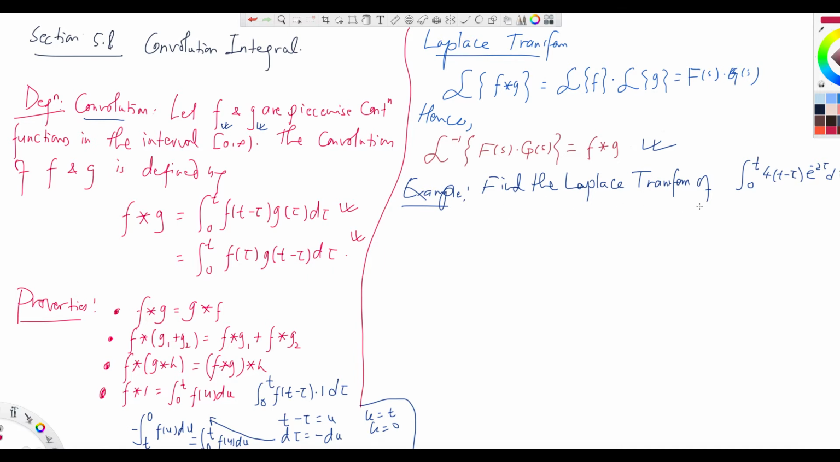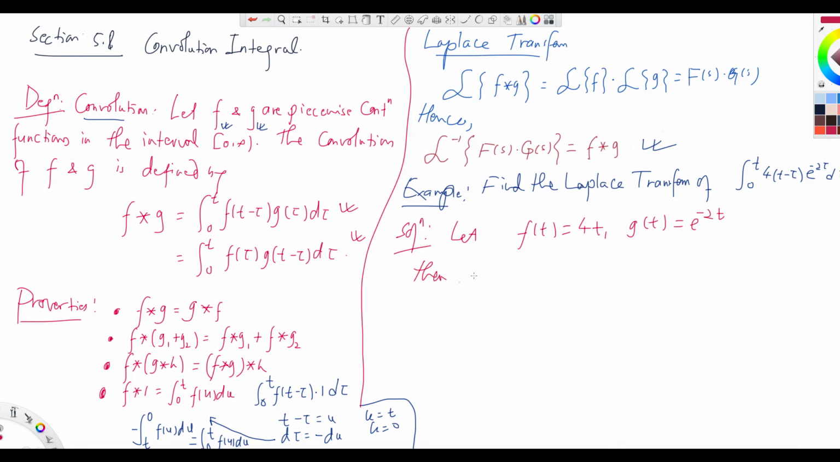Find the Laplace transform of the integral from 0 to t of 4 times (t minus tau) times e to the negative 2 tau. Okay, how do I do this? So let us use convolution to do this one. The solution is, I want f of t to be 4t, and g of t to be e to the negative 2t. Then what will be f convolution g?